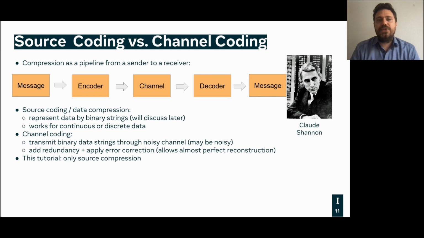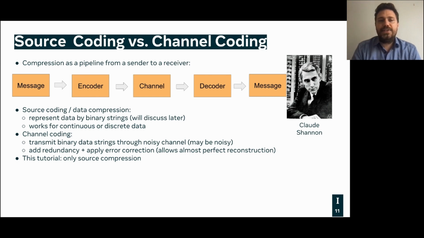Data transmission involves two types of coding schemes, source coding and channel coding. And it's best to understand them jointly as a pipeline from a sender to a receiver. In source coding or data compression, we convert data into short binary strings, and we then transmit these bit strings through a low bandwidth channel.